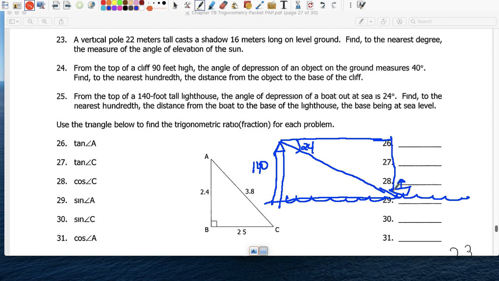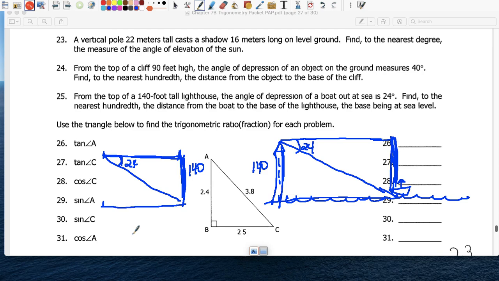So here's your triangle. Now, if I take that triangle to the side, this is 24 degrees. The height is the height of the lighthouse. Well, that's 140. So if this is 140, this side is also 140, and we're looking for this distance right here. We'll call it x. So we know we're looking for the adjacent. We have the opposite, and we don't have the hypotenuse. So again, this is tan. So tangent of 24 equals opposite over adjacent, which is x.